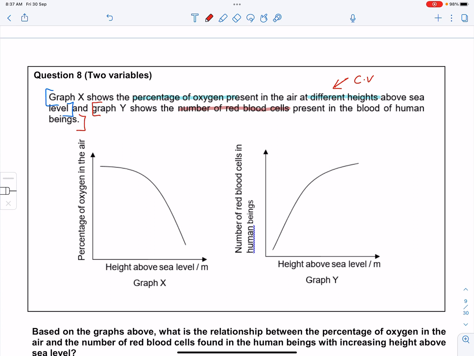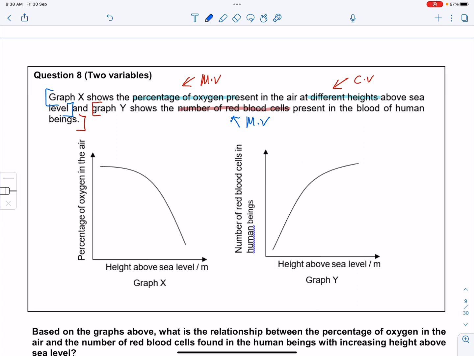For example, if you want to measure blood oxygen at 100 meters above sea level, you get him to stand at 100. If you want him to go higher, you ask him to climb a few more steps, and then you take the measurements. So this is your measured variable. Okay? And then after that, you realize there is a second measured variable, and that is your number of red blood cells.